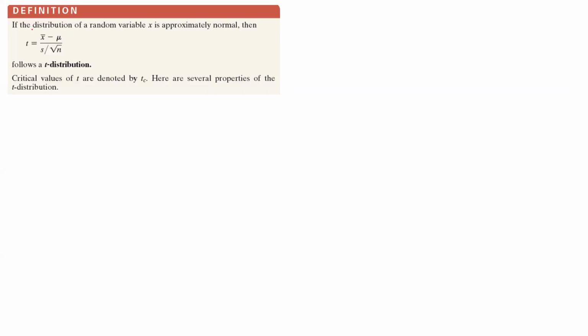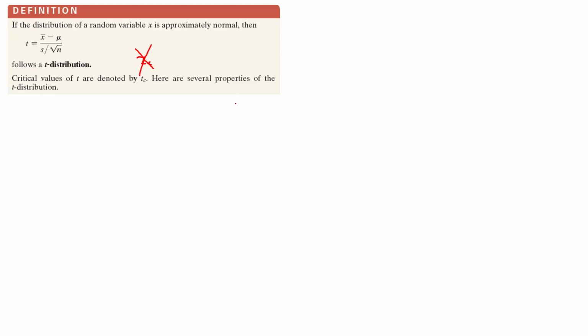Recall the definition. If the distribution of a random variable x is approximately normal, then you can define another random variable t, which is x bar minus mu divided by s over square root of n, and it follows a distribution that we call t distribution. The critical values of t are denoted by t sub c. They are different from z sub c that you learned before, so they are not the same.